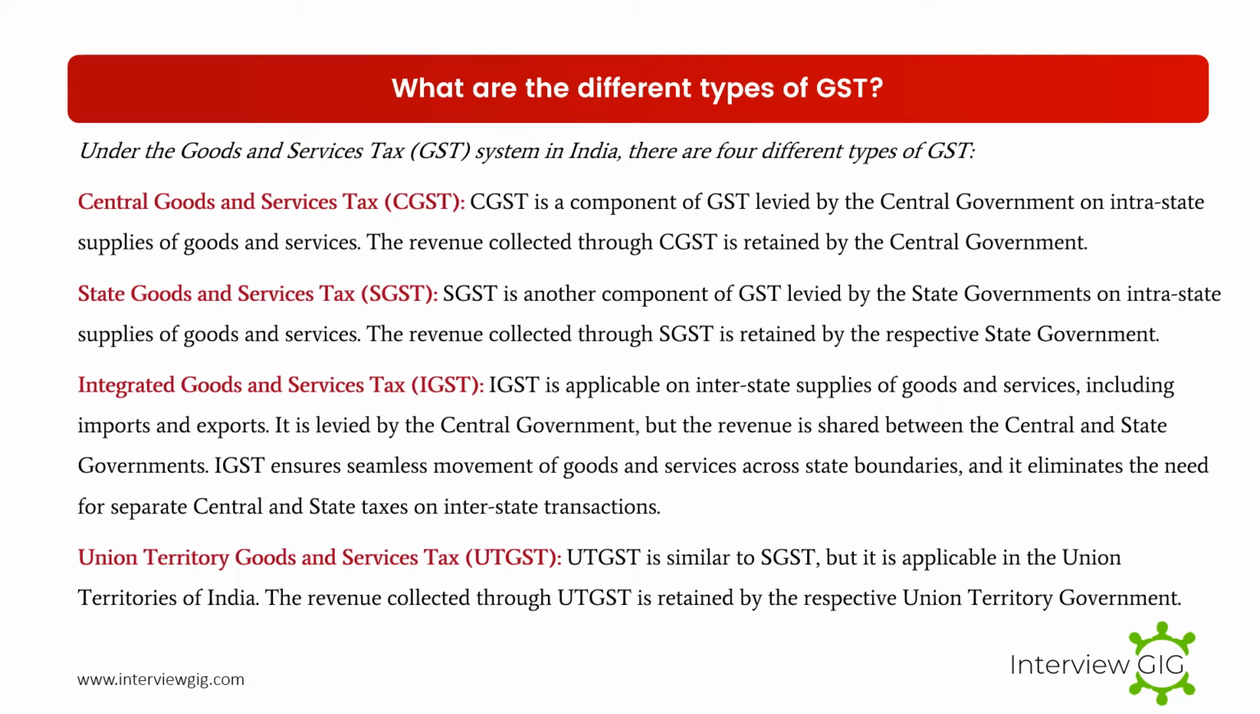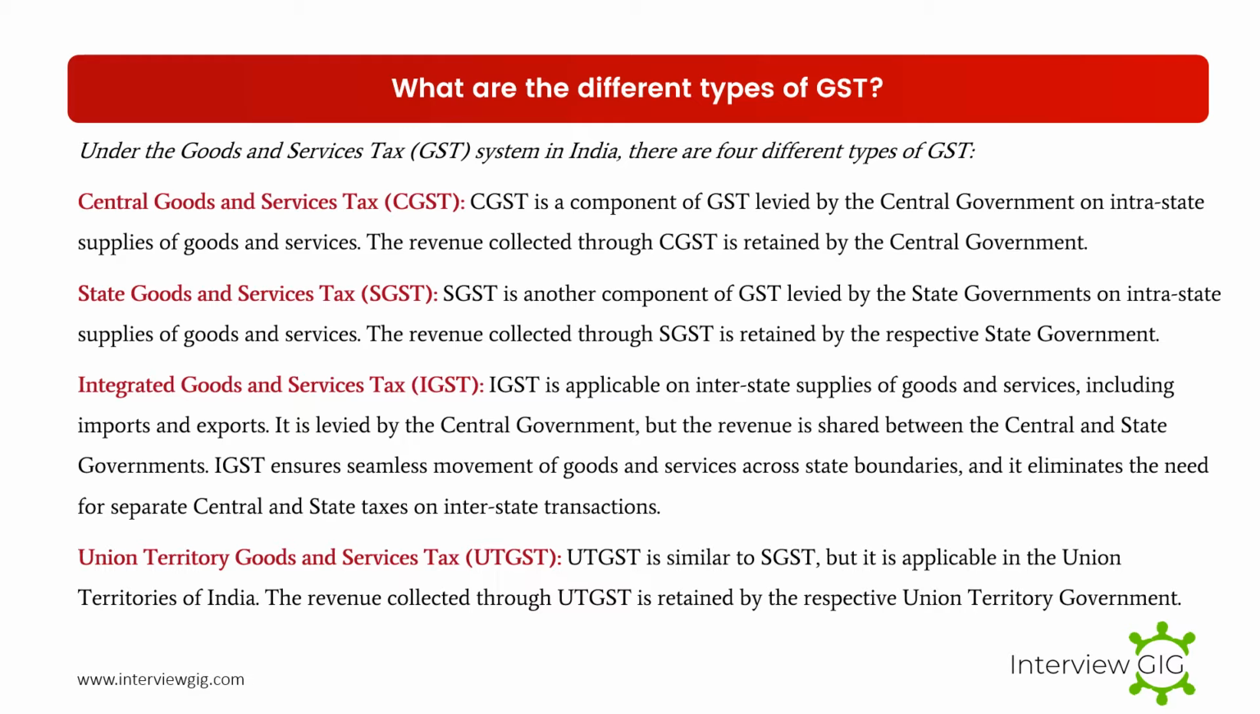What are the different types of GST? Under the Goods and Services Tax, GST, system in India, there are 4 different types of GST. Central Goods and Services Tax, CGST. CGST is a component of GST levied by the central government on intrastate supplies of goods and services. The revenue collected through CGST is retained by the central government. State Goods and Services Tax, SGST. SGST is another component of GST levied by the state governments on intrastate supplies of goods and services. The revenue collected through SGST is retained by the respective state government.